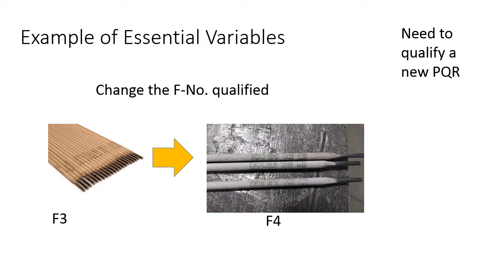We've gone from one type of filler material to another type of filler material, changed F numbers. So the code says, hey, that's a big enough change that you need to requalify a new PQR. You need to do a new PQR to show us and have proof that this new welding process where you're welding metal A to metal B with the F4 filler material, this E7018 pictured on the right, is going to work. It's substantially different enough that we need to requalify. So this would be an example of an essential variable.